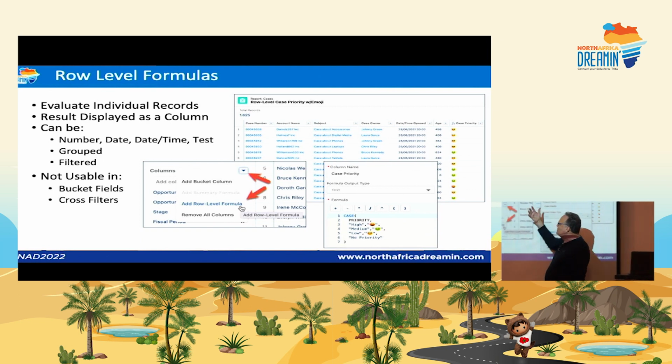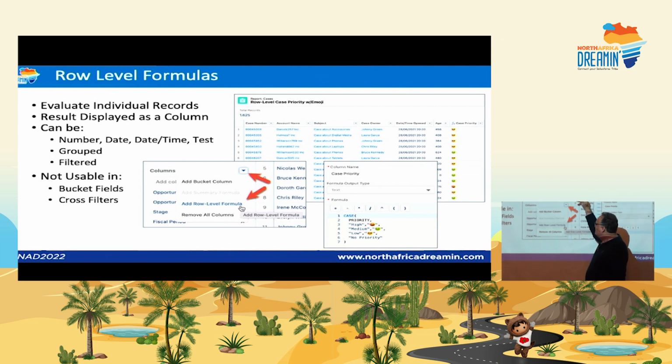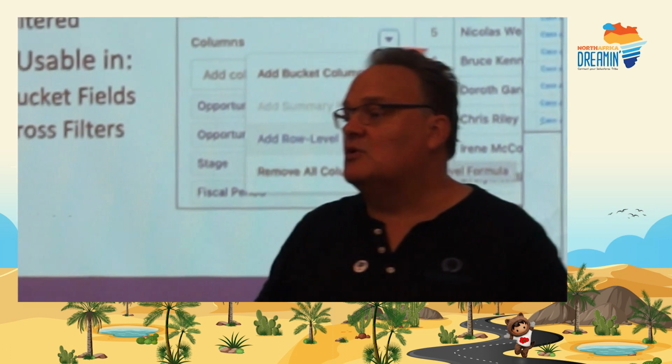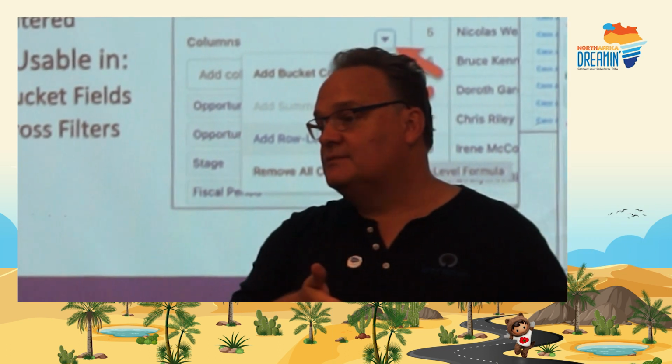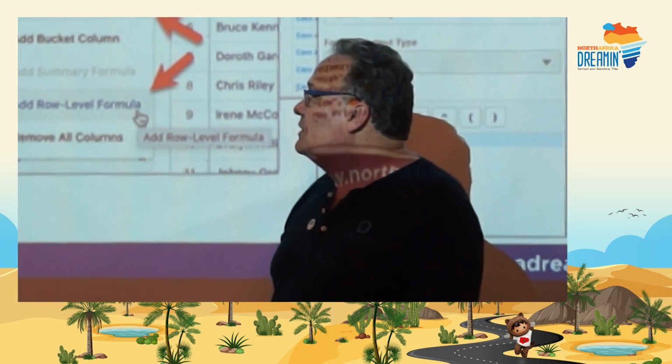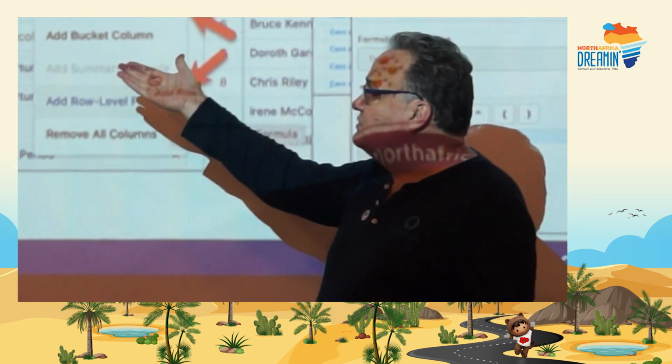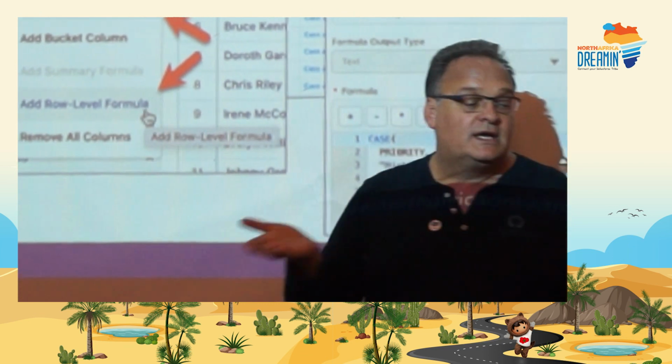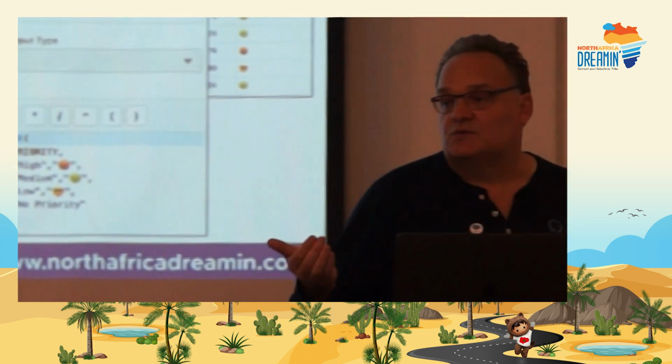But when you go to add a row-level formula, we can see to the right of the columns, we have a down arrow. We can select Add Row-Level Formula. If that's grayed out, you must already have the one you're allowed. So it's very easy to add a row-level formula. These can be grouped, these can be filtered. We cannot, however, use these in bucket fields or cross filters.